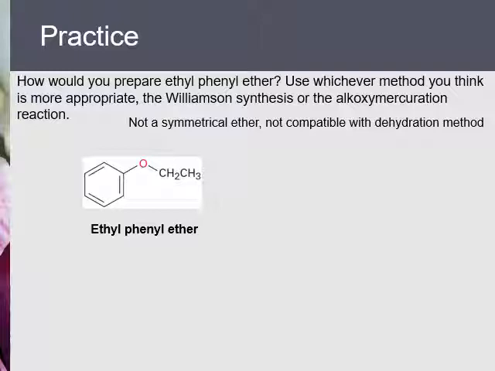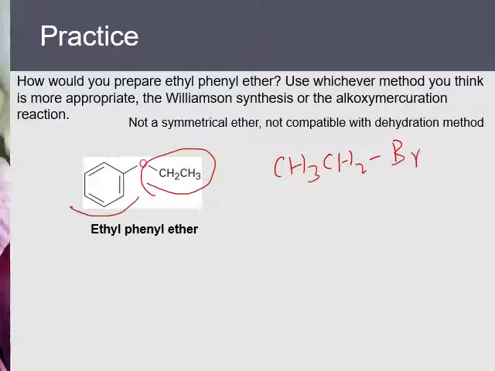Now, the second method is Williamson ether synthesis. In Williamson ether synthesis, the alkoxide attacks an alkyl halide. So the reaction is an SN2 reaction. The alkyl halide must be primary, less hindered. In this case, the ethyl part may come from the alkyl halide. So this may be CH3CH2Br, and on the other side, the alkoxide. So the alkoxide will attack this carbon, the leaving group leaves, and that will give you the product.